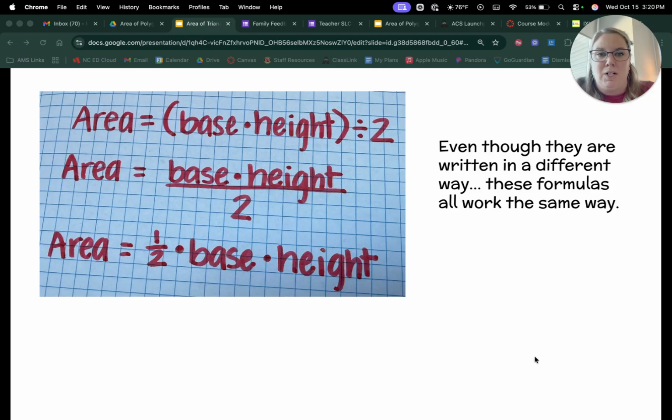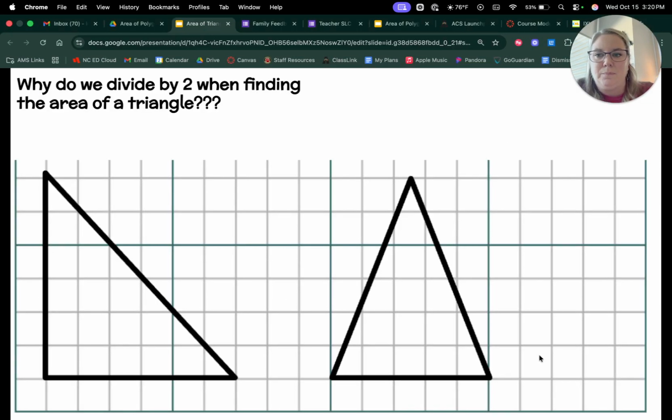All right, let's move on and talk about these triangles for a little bit. Okay, so the good question here is, why do we divide by 2 when we find the area of a triangle? So I have two different triangles here on the screen, and I've got grid paper behind the triangles so that you can see the individual units. Now, when we look at this triangle on the left, by the way, it's a right triangle, even though it's on the left, and it's a right triangle because this forms a 90-degree line right here.